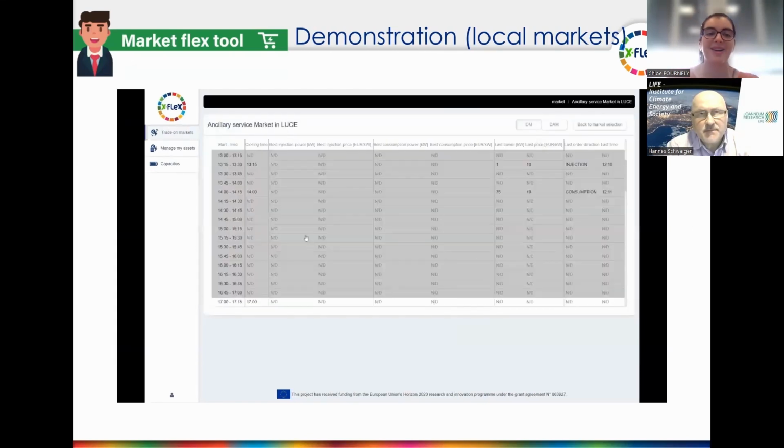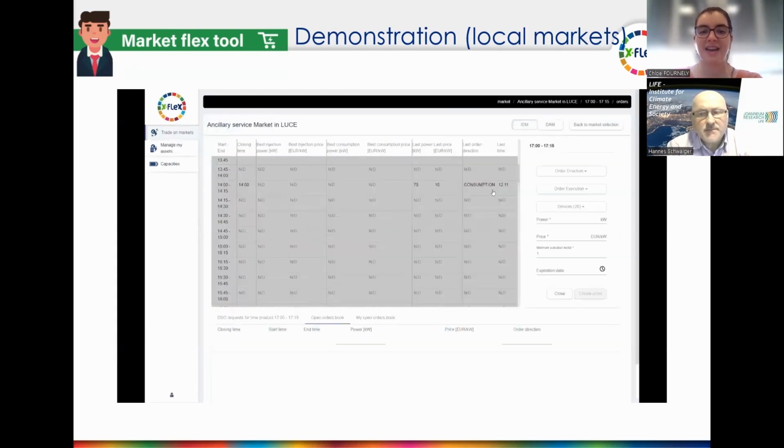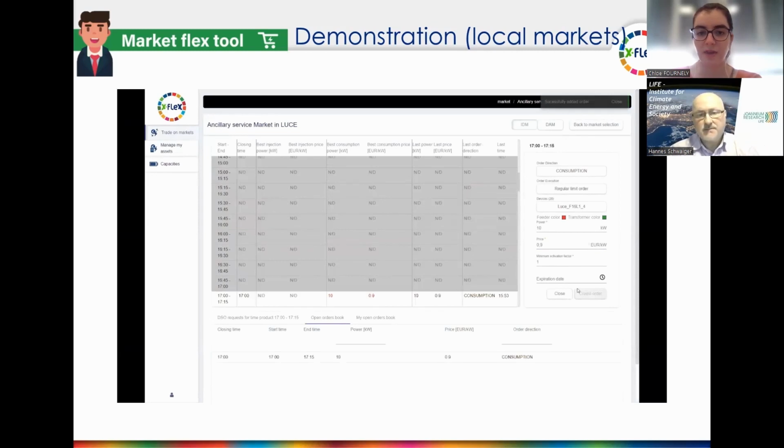And finally, we go back to the aggregator view, and I go to this market that the DSO just opened, and I bid on it. So similar information that I give: the direction, consumption here, what power I can give, and for which price I'm willing to give. And that's basically how the platform looks at the moment. And yeah, many different functionalities regarding bids, updates, deleting different bids, etc., as you can see.